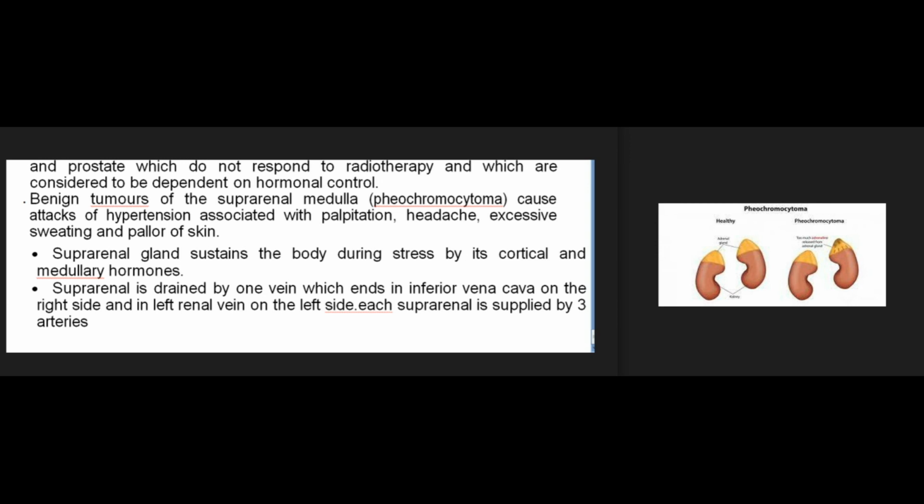Suprarenal is drained by one vein which ends in inferior vena cava on the right side and in left renal vein on the left side. Each suprarenal is supplied by 3 arteries.